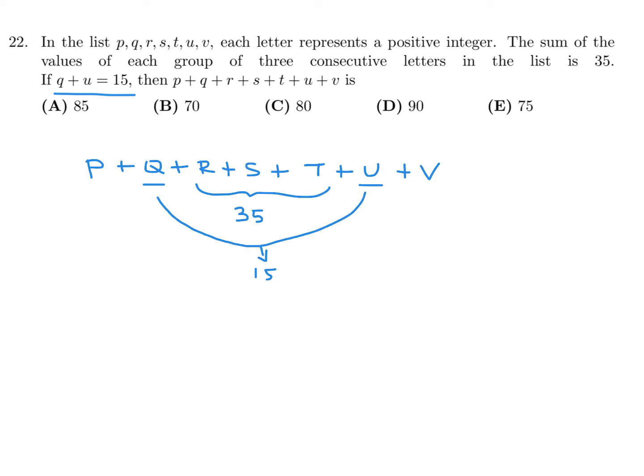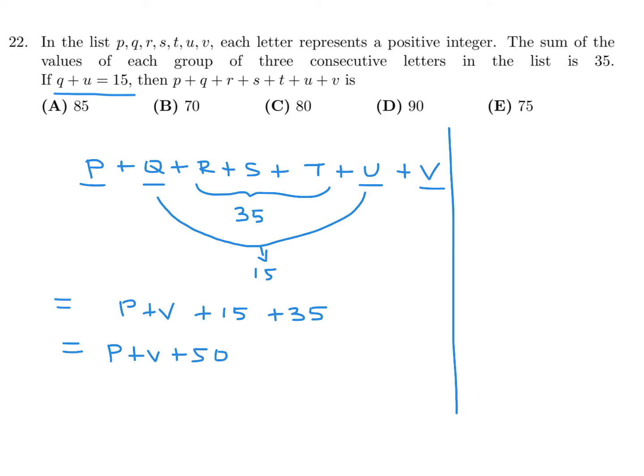So I can reduce this whole thing to just P plus V, right? This guy and this guy, which I don't know. And then the 15 for the Q plus U, and then the 35 for the 3 guys in the middle. So that basically becomes P plus V plus 50. Okay, great. Where do I go from here? All right, let's see here.